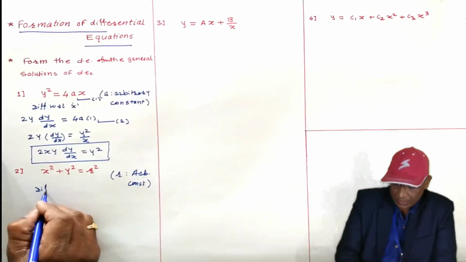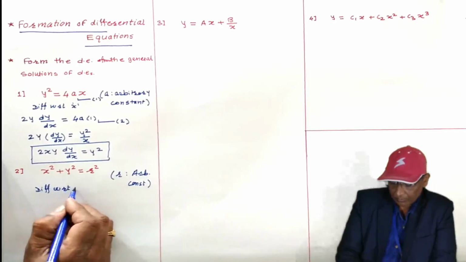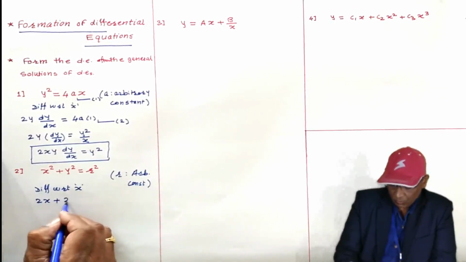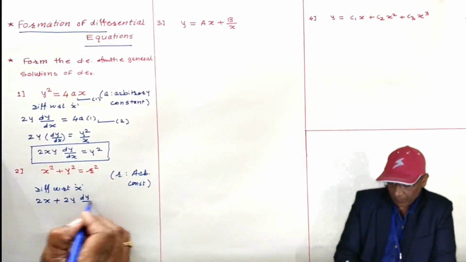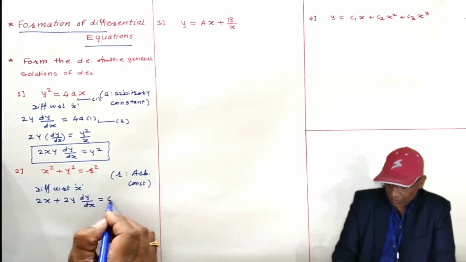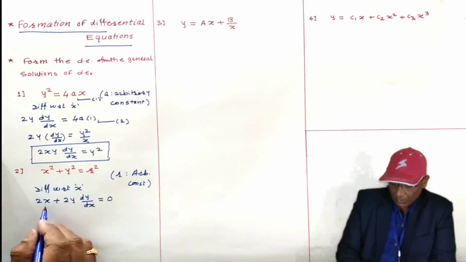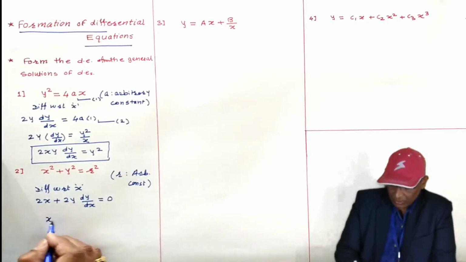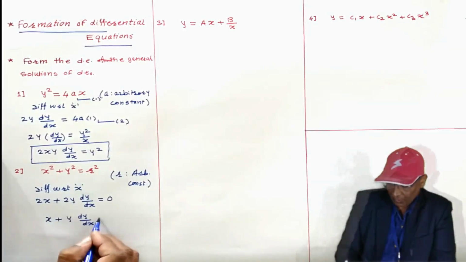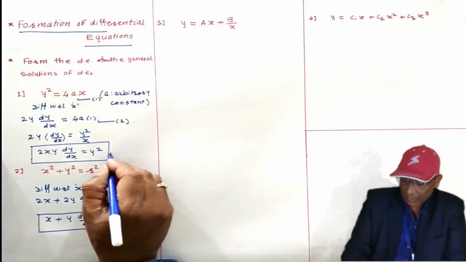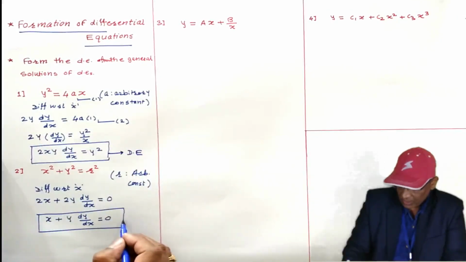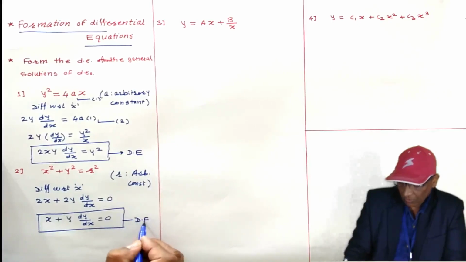Differentiate with respect to x. Derivative of x square is 2x. Derivative of y square is 2y dy by dx with respect to x. And the derivative of r square, an arbitrary constant, is 0. Now divide by 2, because 2 is common. This is the differential equation of this solution, and this is the differential equation of the previous solution.